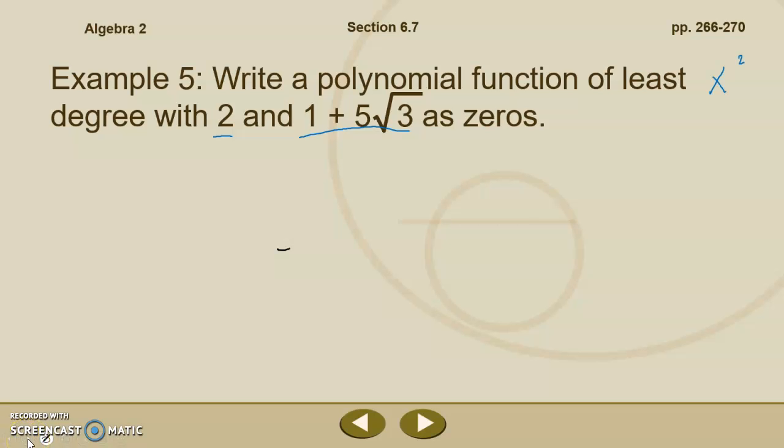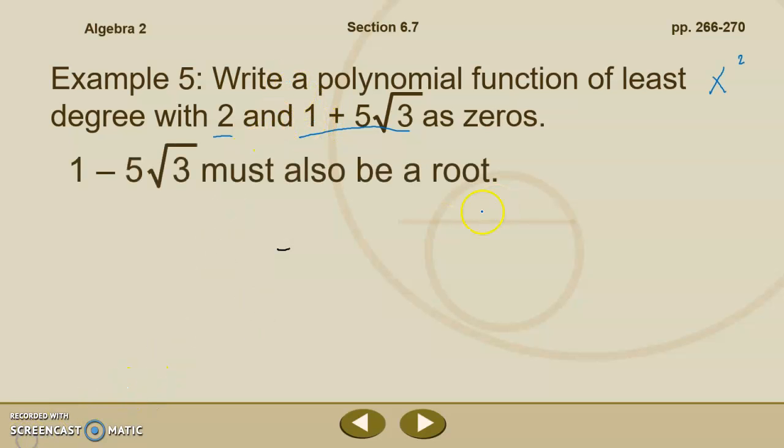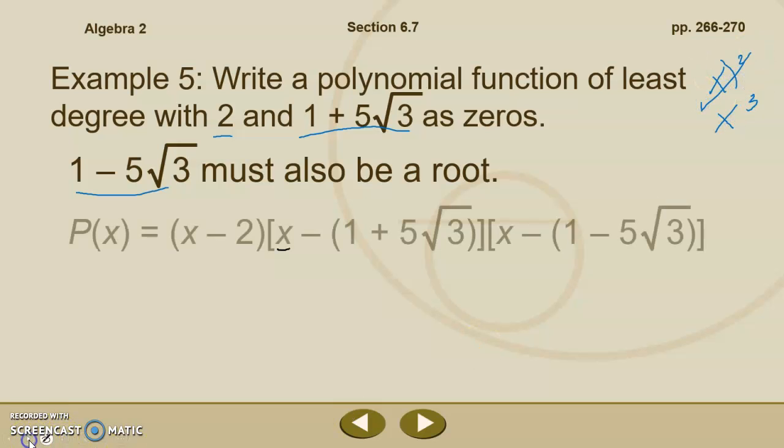But then I'm going to have to remind you of the conjugate root theorem, which says if 1 plus 5 times the square root of 3 is a 0, then 1 minus 5 square root of 3 must also be a 0. So now we have 1, 2, 3 roots. So now it looks like the smallest we can make this polynomial is a third degree polynomial.